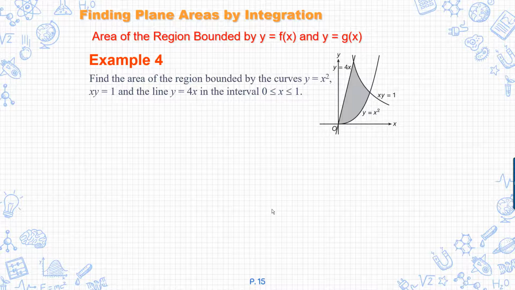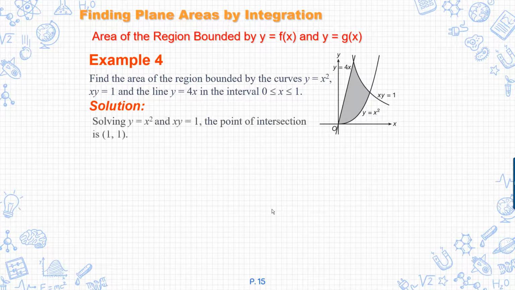x into y is equal to 1 is a rectangular hyperbola, and the line y is equal to 4x is drawn like this. x is equal to 1 and x is equal to 0 are the two lines bounding the given area. Let us quickly solve it.